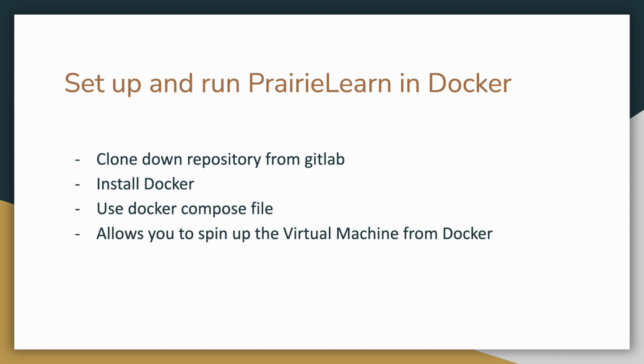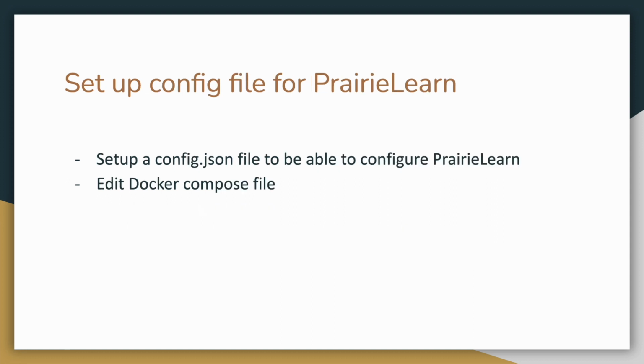Set up and run PrairieLearn in Docker. So what you need to do is just clone down the repository from GitLab. You install Docker and use a Docker compose file. Using this file allows you to spin up the virtual machine from Docker.